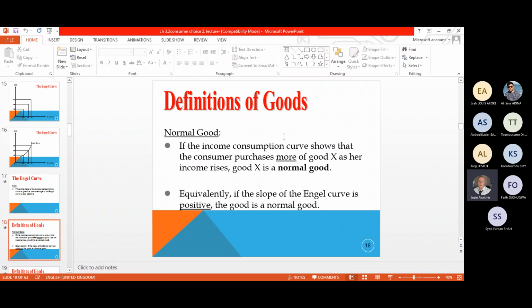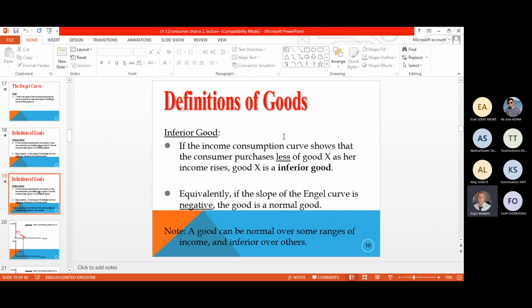And if it is subjected to normal goods, if the income consumption curve shows that the consumer purchases more of good X as her income rises, good X is a normal good, as it is normally expected. You are buying more because it is a normal good. You are consuming more as much as your income increased. And equivalently, if the slope of the Engel curve is positive, the good is also a normal good. The slope is positive.